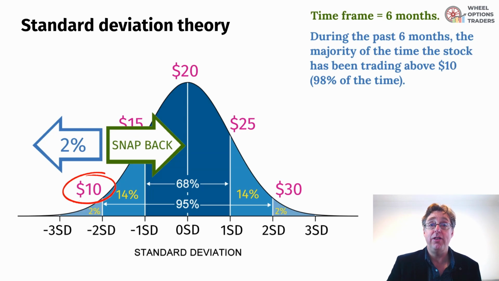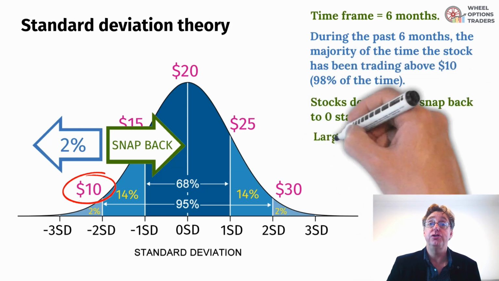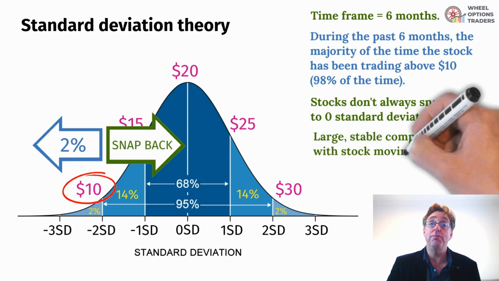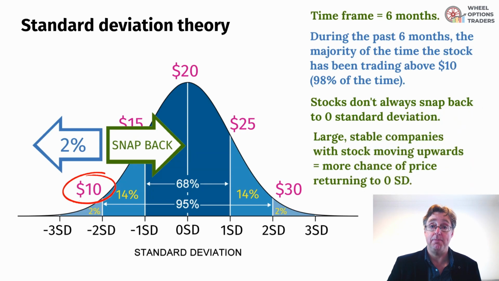Pulling further and further away from the mean average puts pressure on the price to return to its midpoint price level. Okay, let's be realistic. Stocks don't always follow this snapping back pattern. However, by choosing large, stable companies with stock moving in an upwards direction, we're putting the odds more and more in our favour. If they've been beaten down to an unusually low stock price level for little or no reason, it stands to reason that the price should, at some point, move back up to the norm.